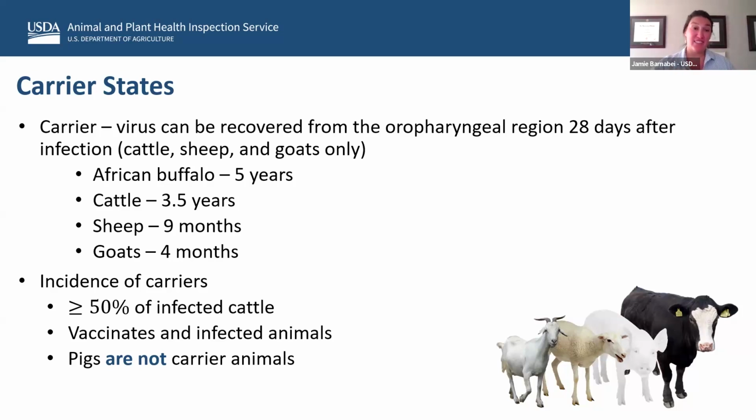Pigs are not carrier animals. So that is a win for us. The amplifier species does not go on to become a carrier. We've been able to prove that scientifically. That's great, so keep that in mind. Carriers, we're talking about cattle, sheep, and goats, never swine.